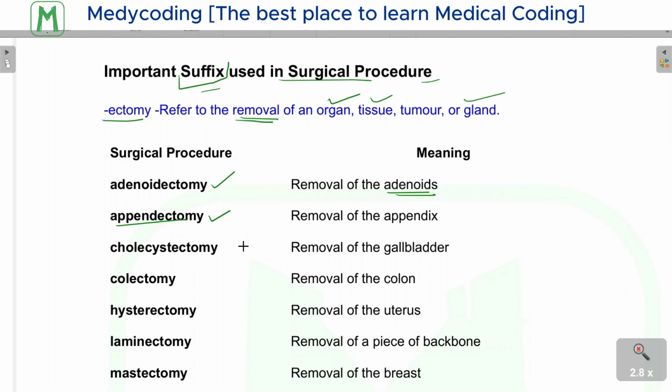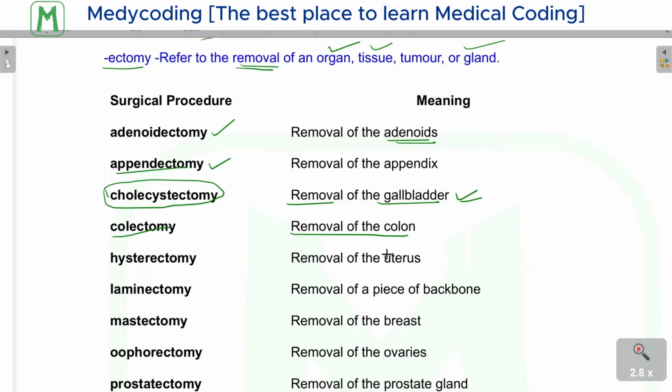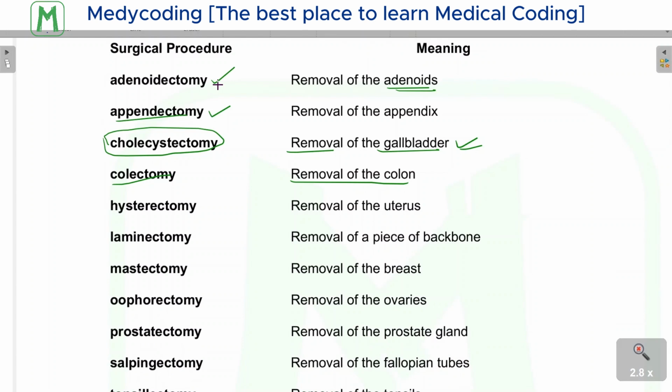So here are the commonly used procedures, like cholecystectomy, which means removal of the gallbladder. And this is a very common procedure nowadays. Others are colectomy, removal of the colon. This is usually performed for cancer. So if the physician is removing an organ, most of the cause is for treatment of cancer.